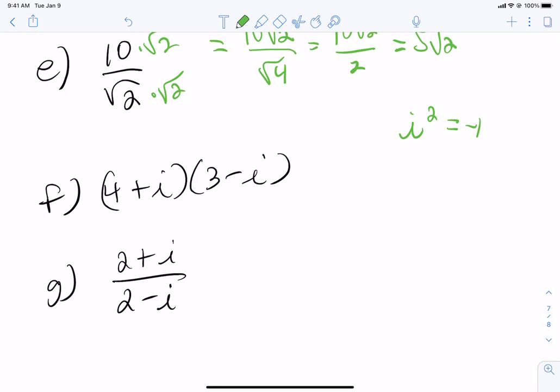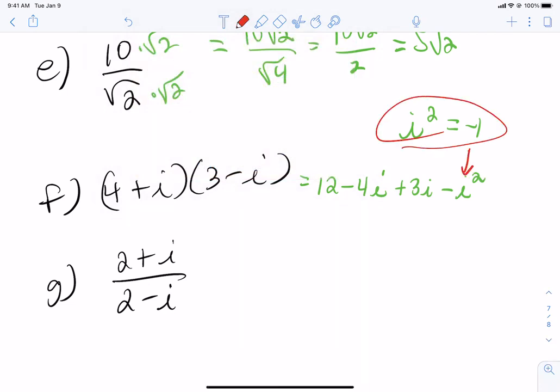Let's distribute. So we're going to distribute the 4. That's 12 minus 4i. And then we're going to distribute the i. So that's 3i minus i squared. Now, here's the problem. I told you that i squared was equal to -1. So we should take that out and make it a -1.